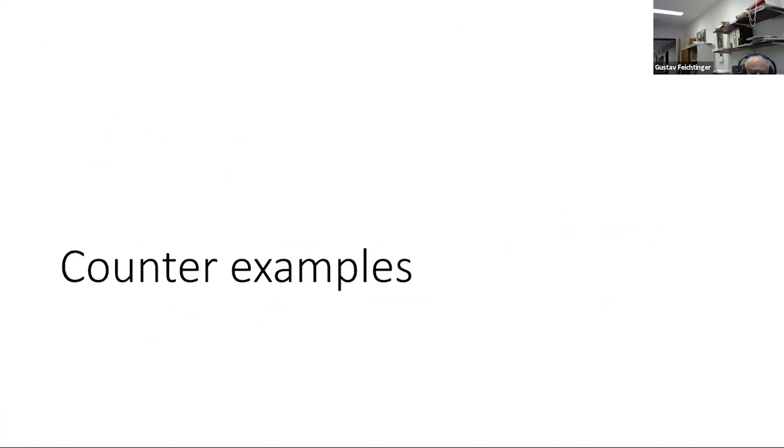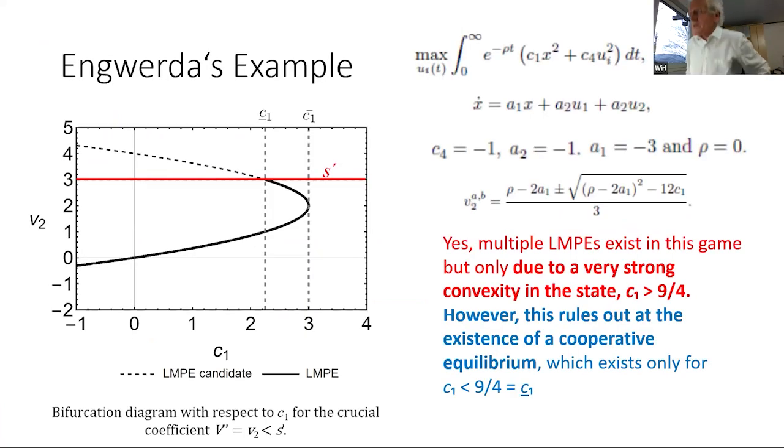Okay. So now counterexamples. The first counterexample is the one of Englert, and you see what it does is you have the X-dot dynamic, you have the A1 is negative, so the objective of both players is to drive the state X to 0, incurring the cost C4. So C4 is negative because it's costs. And C1 is the evaluation of the state.